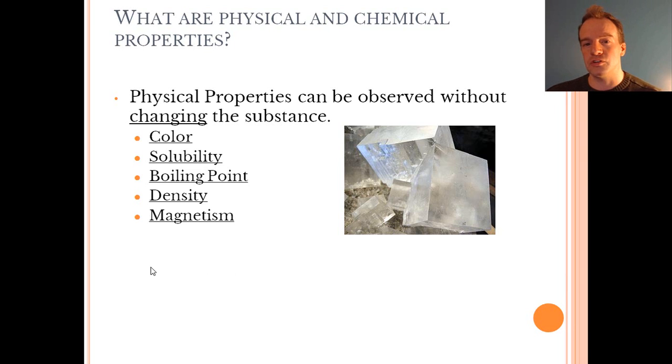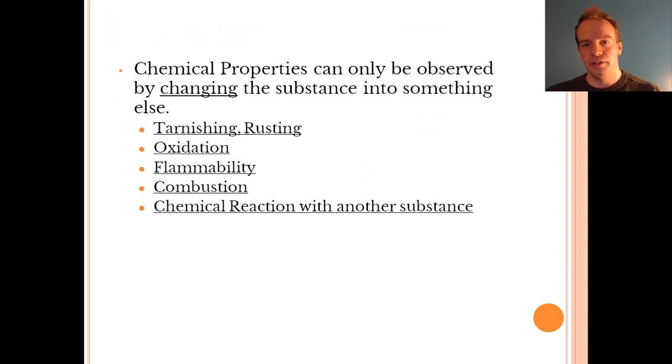And these are physical properties, and we're not actually going to change what it is to look at that property. Chemical properties, however, need to actually make something new from that substance to find out what it is. So if something tarnishes or rusts, if it is flammable, it can catch on fire, it combusts, and if it reacts with another substance, those are chemical properties.